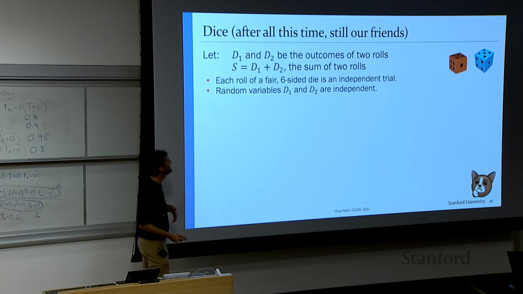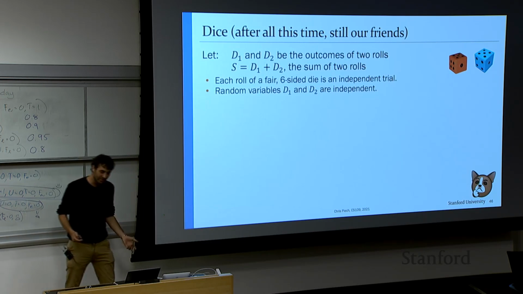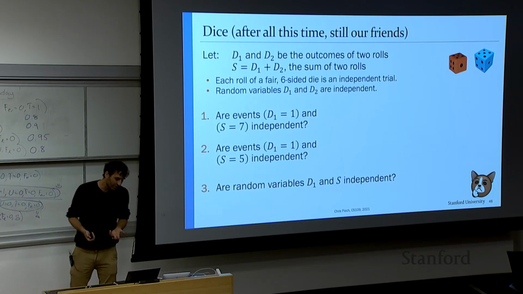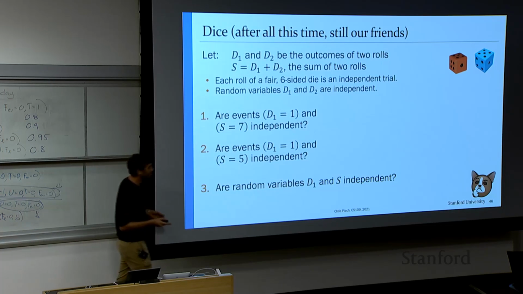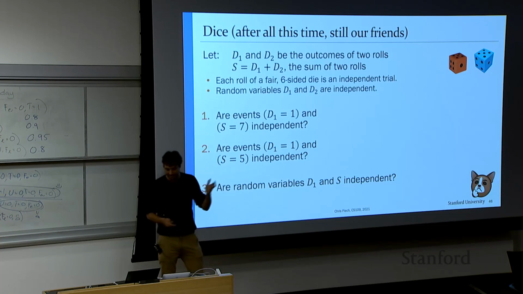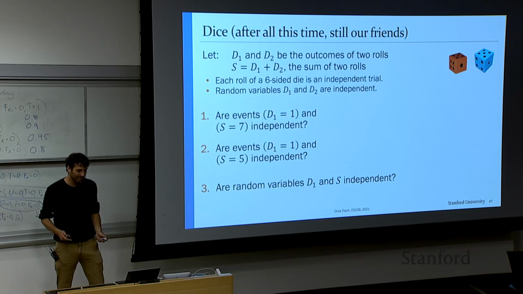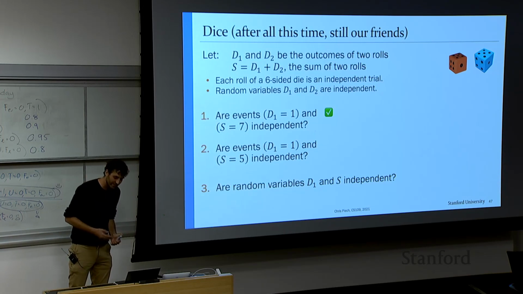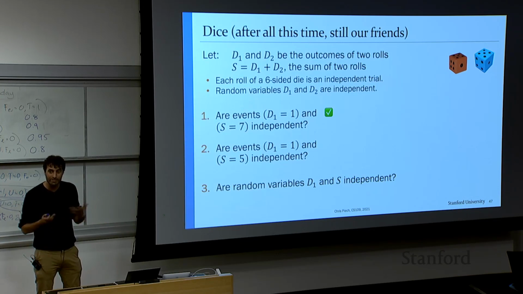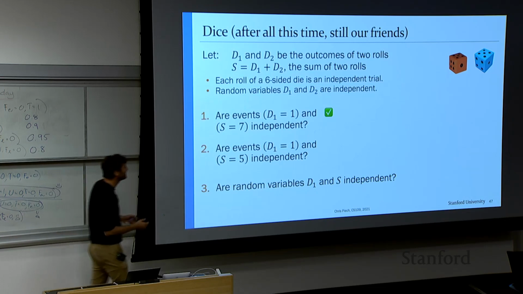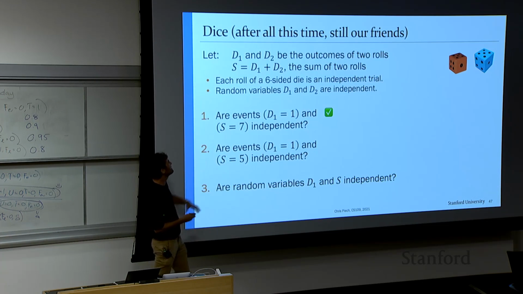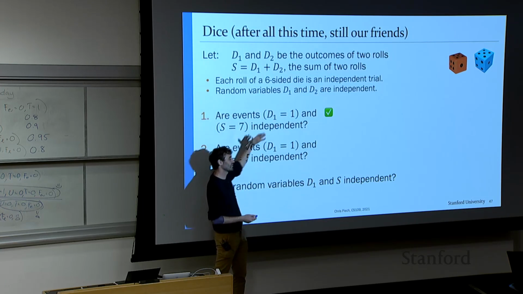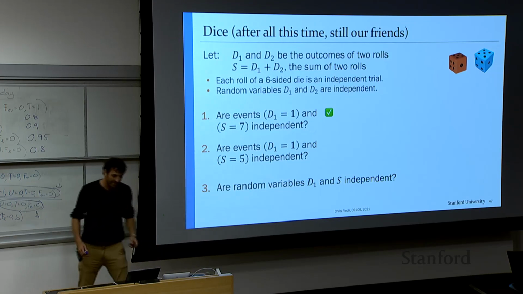So let's go back to our wonderful friends, after all this time, still so good to us, dice. Let's say you have dice 1 and dice 2 are the outcome of two rolls, and S is the sum. So the first question I could ask you is, are the events that dice 1 equals 1 and the sum of two dice equals 7 independent? Now, we looked at this earlier. What's the probability that the first dice equals 1? Well, that's 1 over 6. What's the probability that the sum of two dice equals 7? It turns out there's 6 ways that you can make that happen out of 36, so that's 1 over 6. And what's the probability that the first dice is 1 and the sum is 7? That means that the first dice was 1, second dice was 6, and there's 1 over 36 ways of doing that. We did this earlier in class.